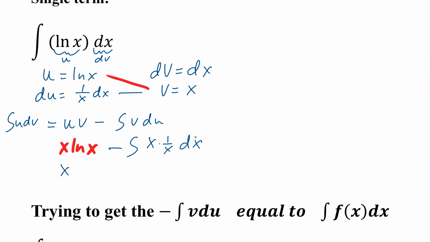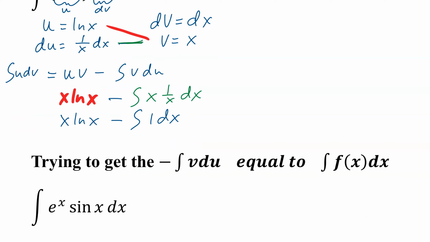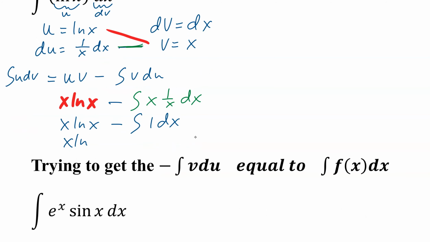So we end up with x ln of x minus, I was supposed to do that in green, huh? Let's go back. I'm going to erase it and then put it in green. Integral of x times 1 over x dx. This is the integral of 1 dx. You don't have to put the 1 if you don't want to. But we end up with x ln of x minus x plus c.